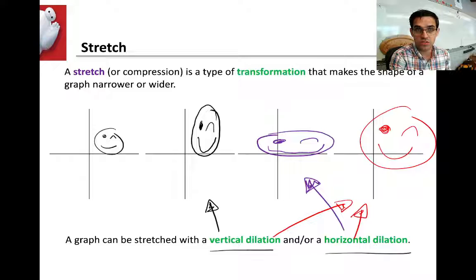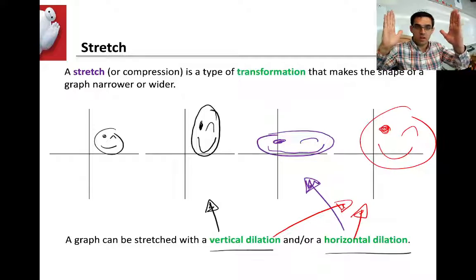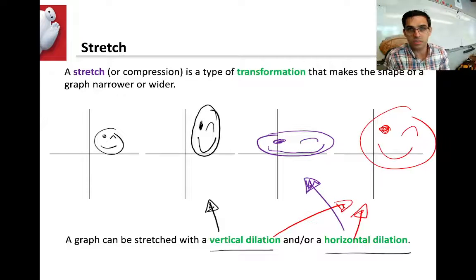A stretch is another type of transformation. So we have translations, we have reflections, and now we have stretches. A stretch is a type of transformation that makes a graph narrower or wider. You can imagine putting your hands up and just smushing it vertically, or you can smush it horizontally. And you can create a stretch that way. The word stretch is a little ambiguous, because I don't know if I'm stretching it vertically or horizontally. Or if I say a vertical stretch or a horizontal stretch, I think that's still kind of ambiguous.